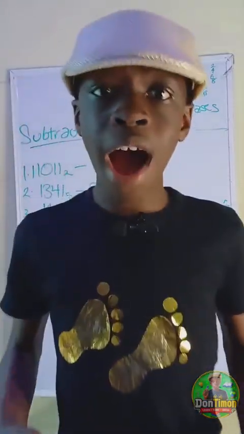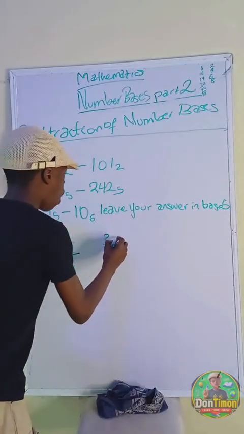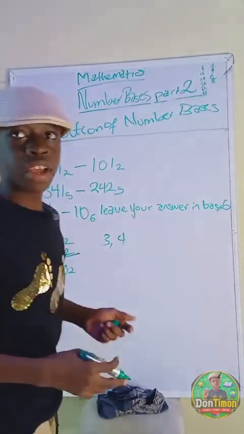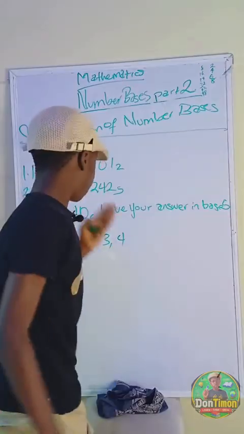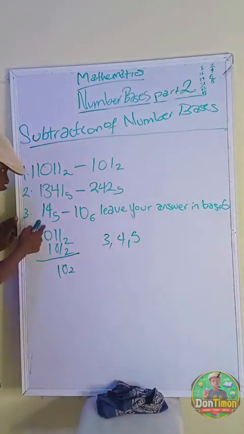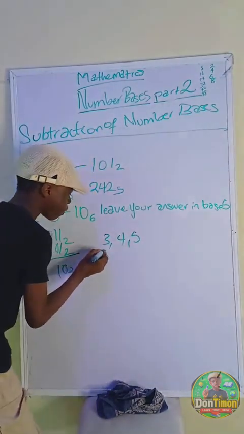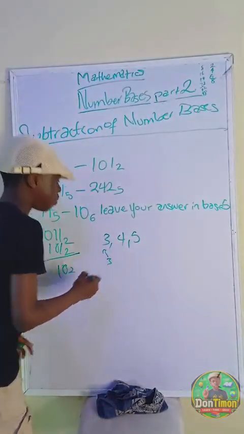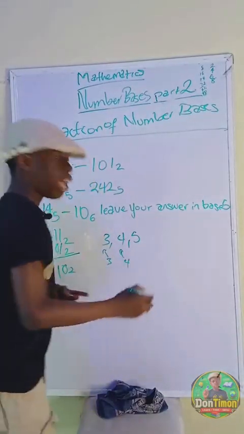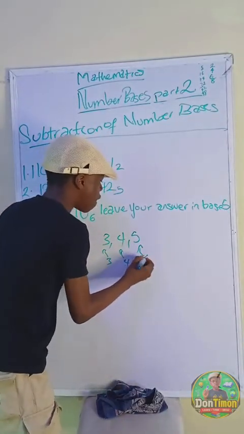And now, when we're having an equation like this, if we're having base 3 or base 4 or base 5, the 1 that we're borrowing from the number will change to the base. If it's base 3, the 1 will change to 3, if it's base 4, the 1 will change to 4, and if it's base 5, the 1 will change to 5.